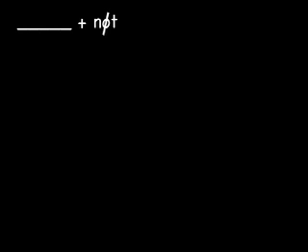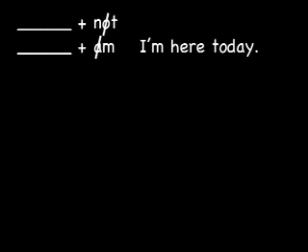The same process used in forming not contractions is used to form all other contractions in English. For example, in a contraction formed with the word am, the first word remains the same and the A is replaced with an apostrophe. So the sentence I am here today means the same as I'm here today.